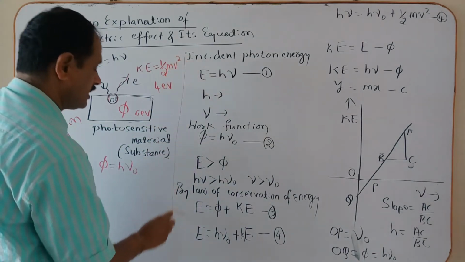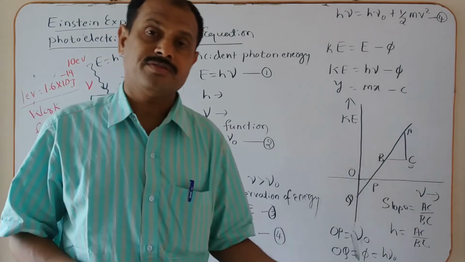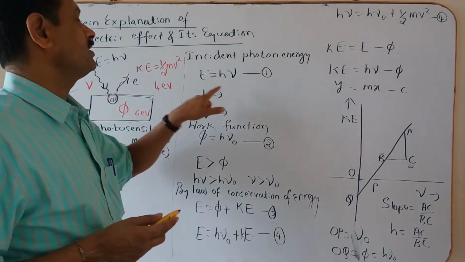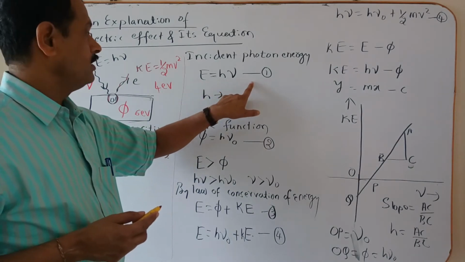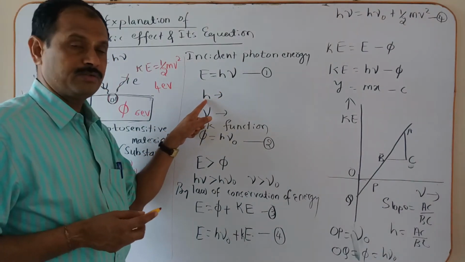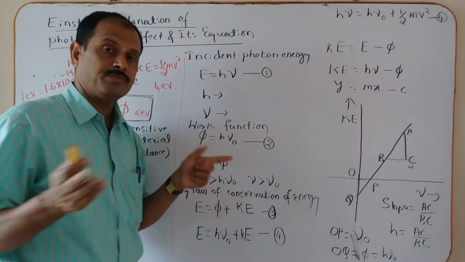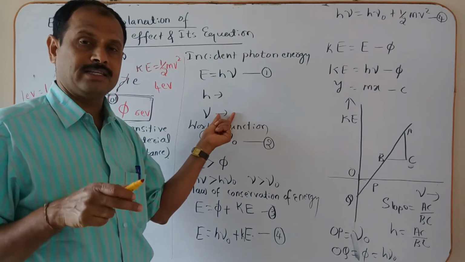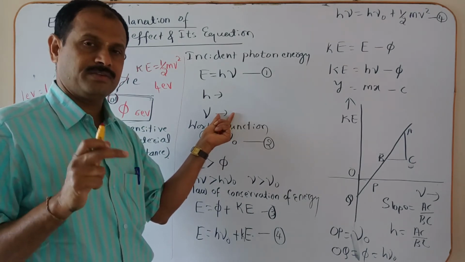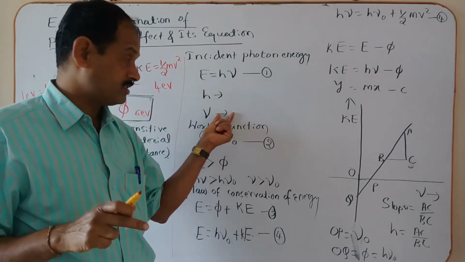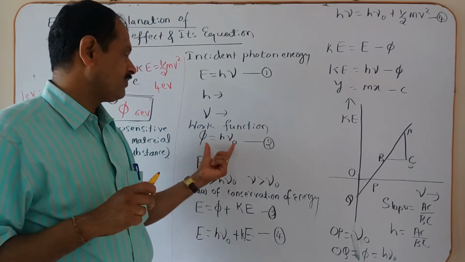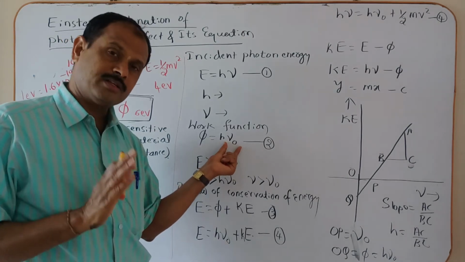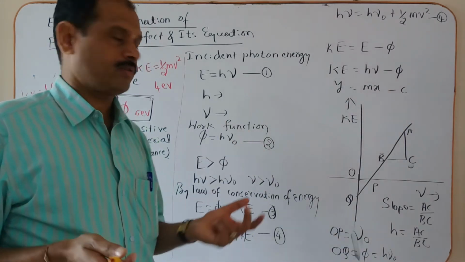Then, according to Einstein's explanation, you apply the law of conservation of energy and obtain the expression. The incident photon energy E is equal to h nu. Here h is the Planck constant, its value is 6.625 into 10 to the power of minus 34 joule second, and nu is the frequency of the incident light, or incident photon. The work function is equal to h nu naught, the minimum energy required to emit the electron.